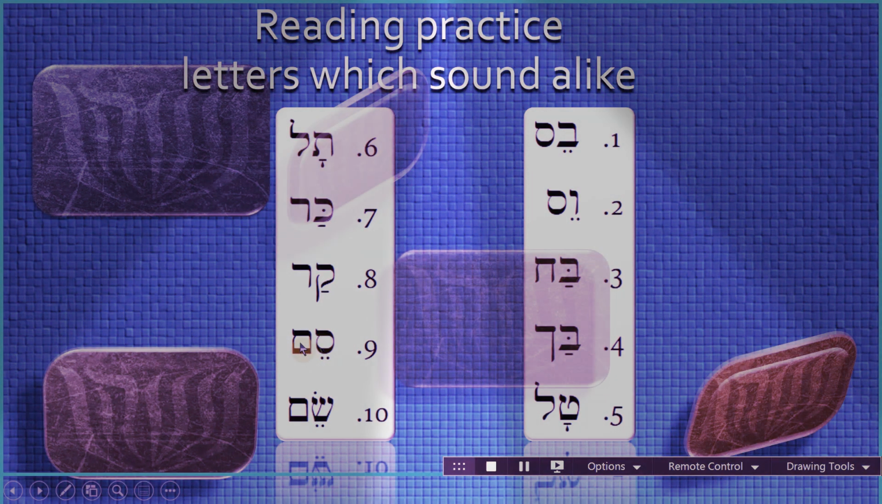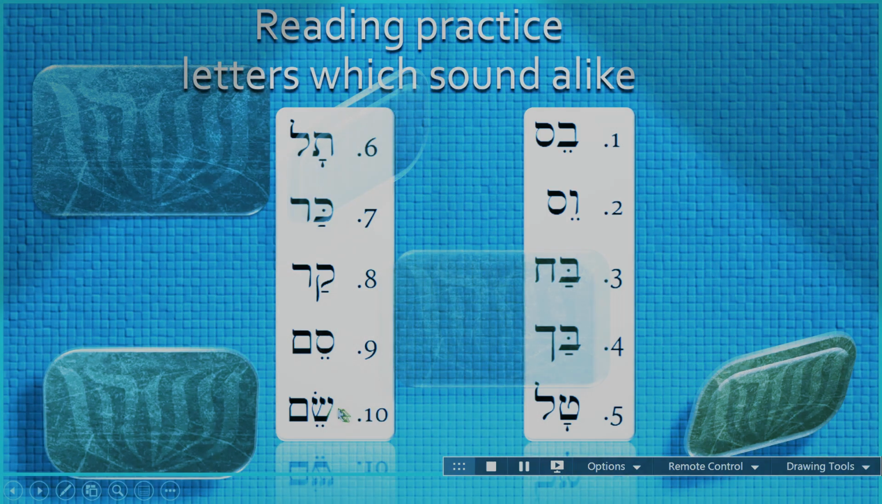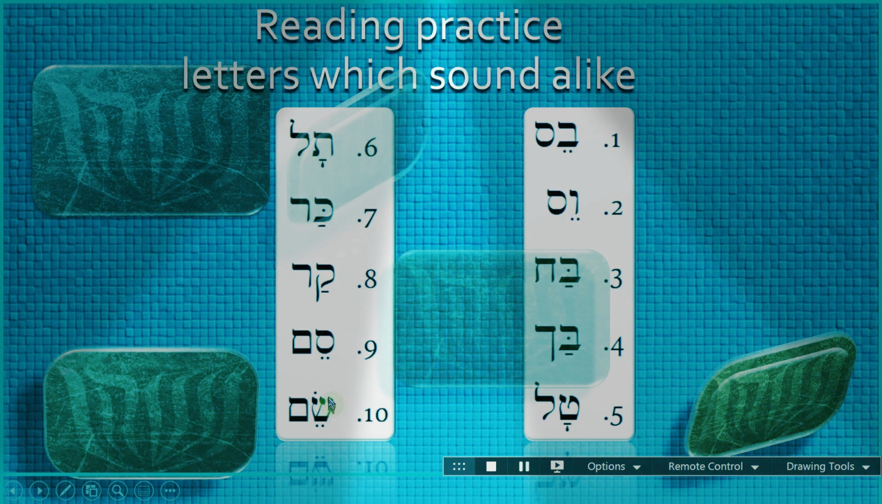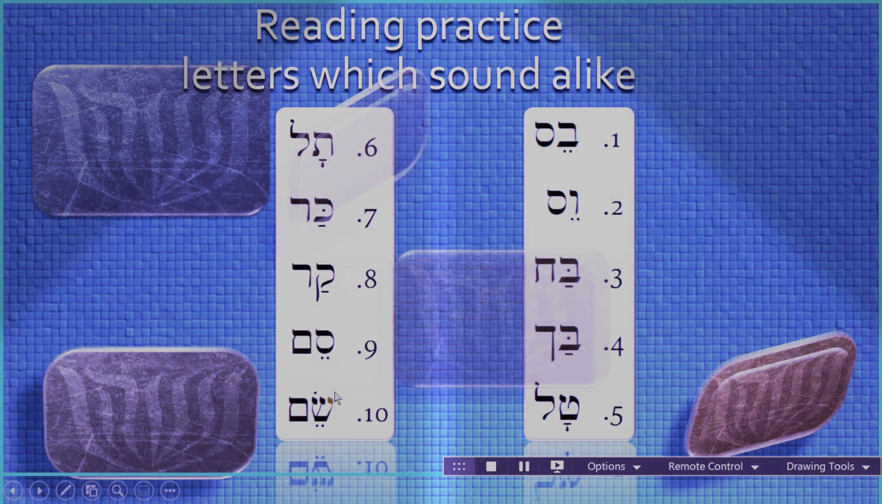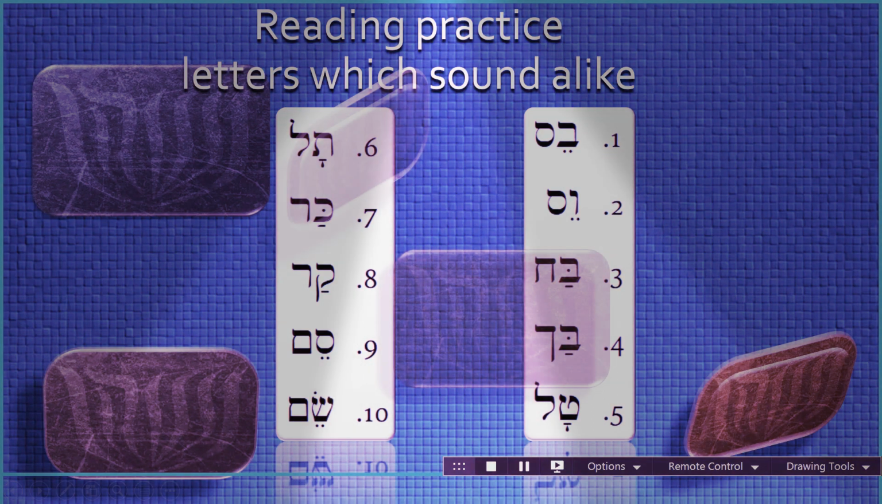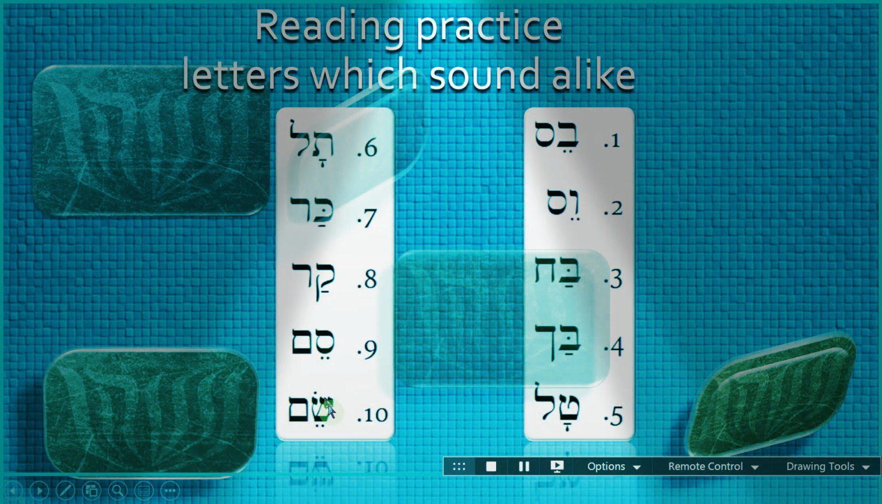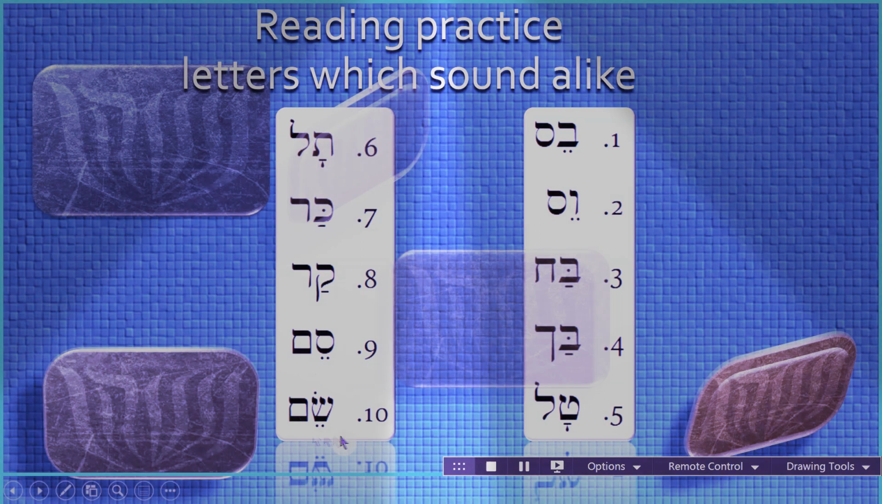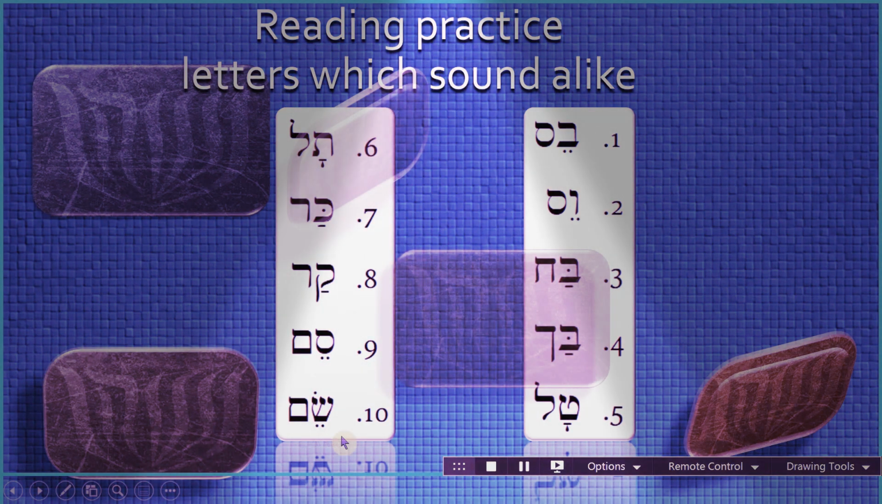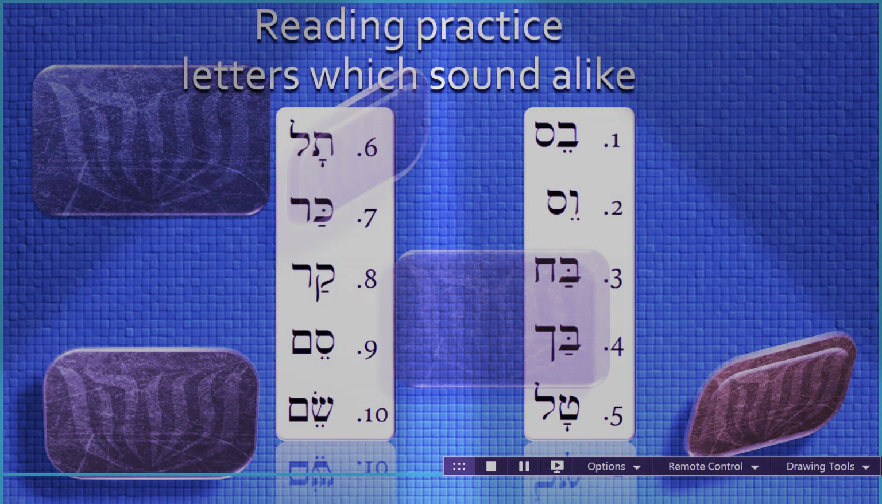Number 9, same. So this is samech, making an S sound. Number 10 illustrates sin. So don't get confused. If the dot is over here on the right side, this is sh. If the dot is on the left side, as it is here, then it's the same pronunciation as the samech, S. Same. Number 9 is same. Number 10 is same. All right, just take one moment and look through these and try to say them for yourself.